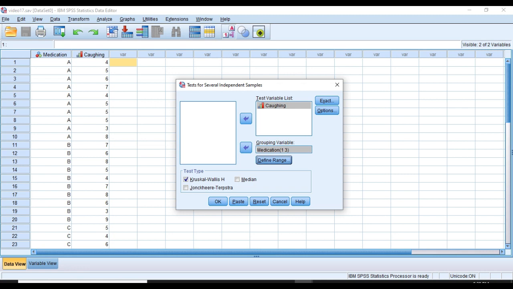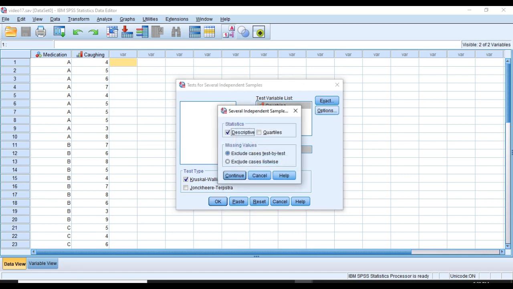And the importance of this defining is that if we had, for example, 5 groups and we wanted to analyze just groups 2 and 4 and compare them, then you would enter 2 into the minimum and 4 into the maximum box. And now click on Options, check Descriptive, and continue, then OK.